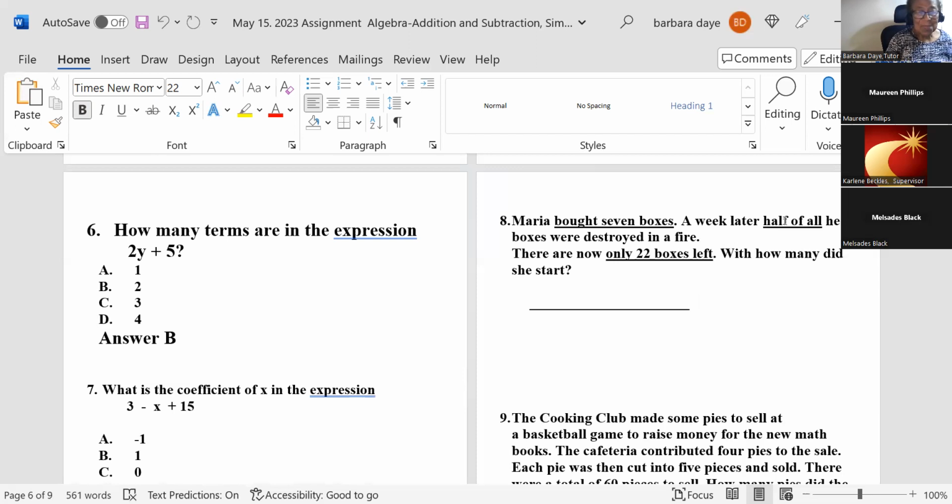But she had 22 boxes. Well, something is wrong with the 7 boxes. No, nothing is wrong with the boxes. She bought 7 boxes. Then it said there are only 22 boxes left. Hold on a minute. You keep talking. I think you're going to figure it out. A week later, we have to look at that week. That means boxes were added to it. She bought 7 boxes. One week later, half of all the boxes were destroyed. Okay, she bought 7 boxes, and the other week half destroyed, and then only 22 boxes left.